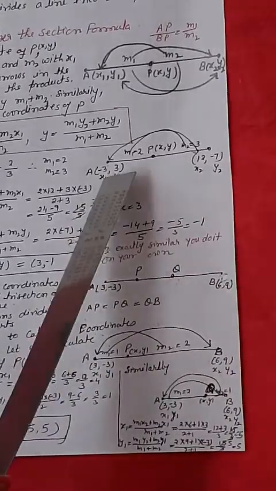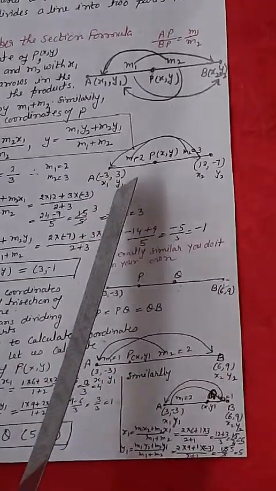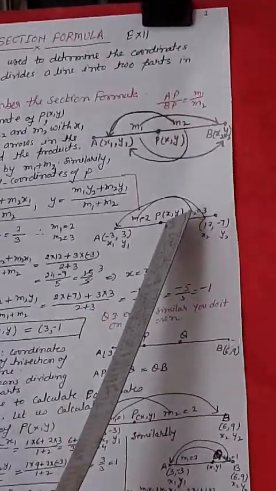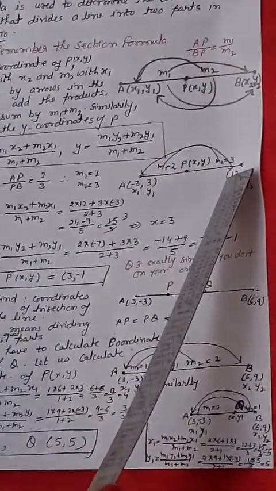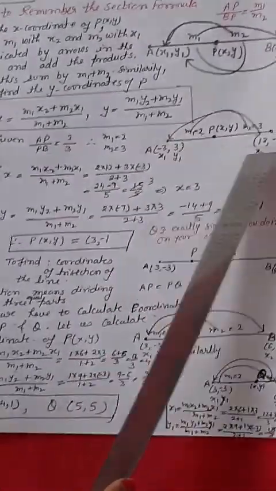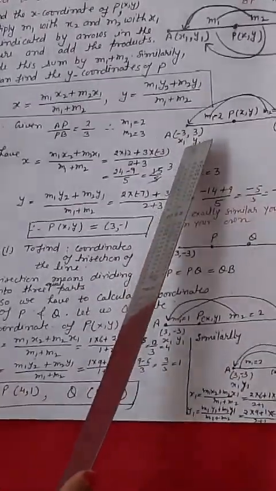In each and every question, now listen to me students, you need to draw this line so that you can apply the formula easily, as I have shown you. Division point x is M1 x2 plus M2 x1 upon M1 plus M2. And when you write the coordinates of A and B, you must mention there x1, y1, x2, y2.